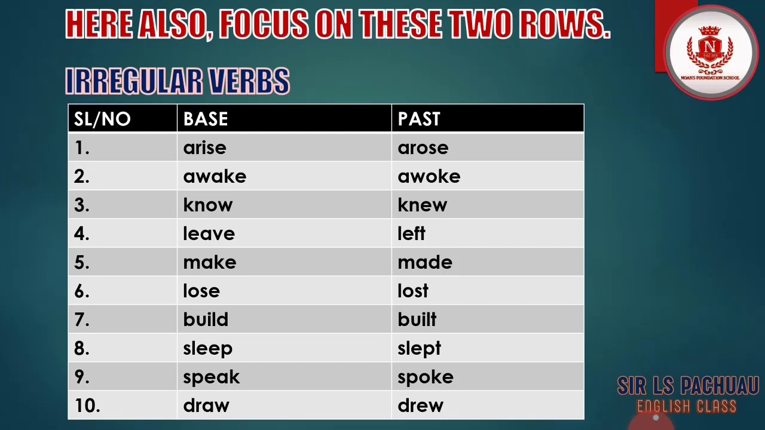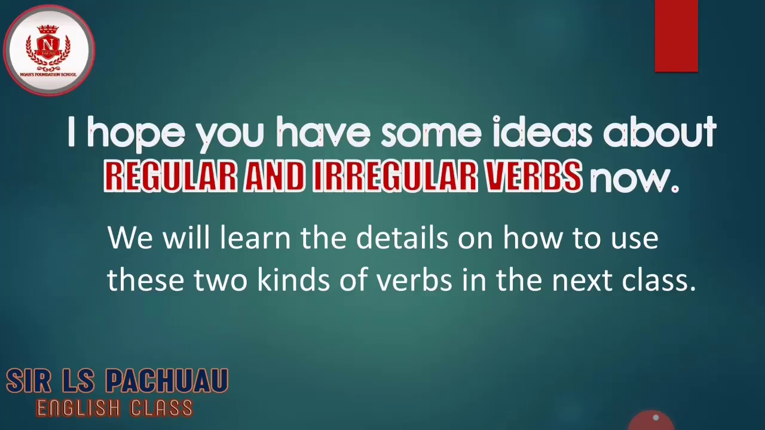It's kind of easy, but if you don't listen from the beginning, it will be a bit difficult for you to understand or to conjugate the verb. Understand? So please pay attention. Next time, in the next lesson, we will learn how to form sentences with regular verbs and irregular verbs. Alright, and there are many more things to learn, but I just want you to know the basics of regular verbs and irregular verbs. So I hope you have some ideas about regular verbs and irregular verbs now. Have you? And we will learn the details on how to use these two kinds of verbs in the next class.